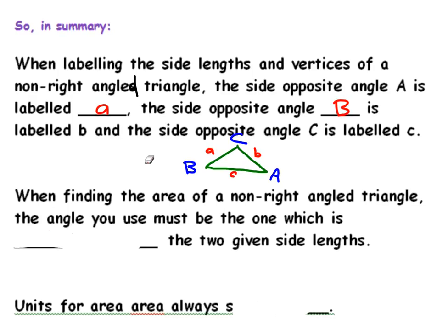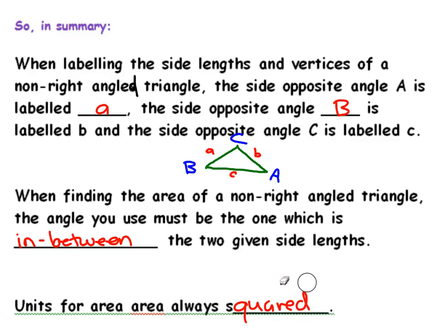The angle you use must be the one which is in between the two given side lengths. So in other words, if we're given b and c, we need to use angle A. If we're given a and b, we need to use angle C. If we're given a and c, we need to use angle B when finding the area. Units for area are always squared. I know that seems simple, but a lot of people forget that in their answers.